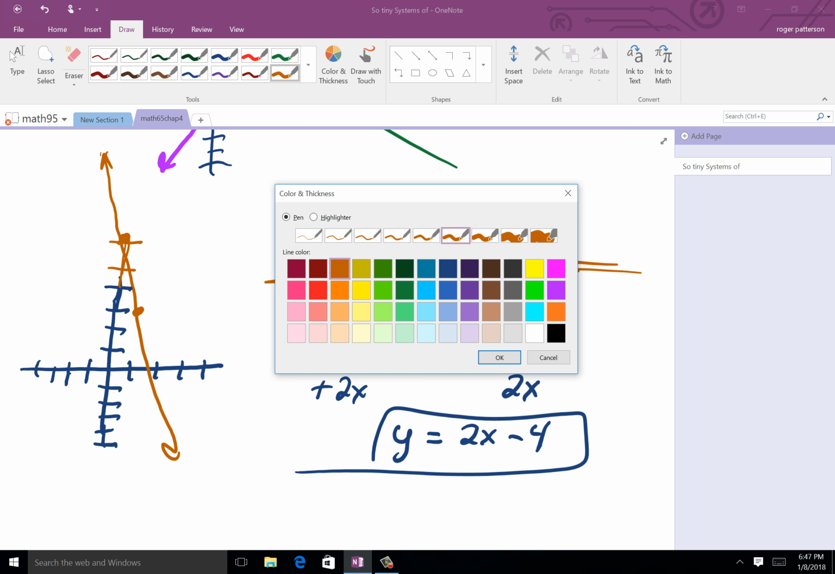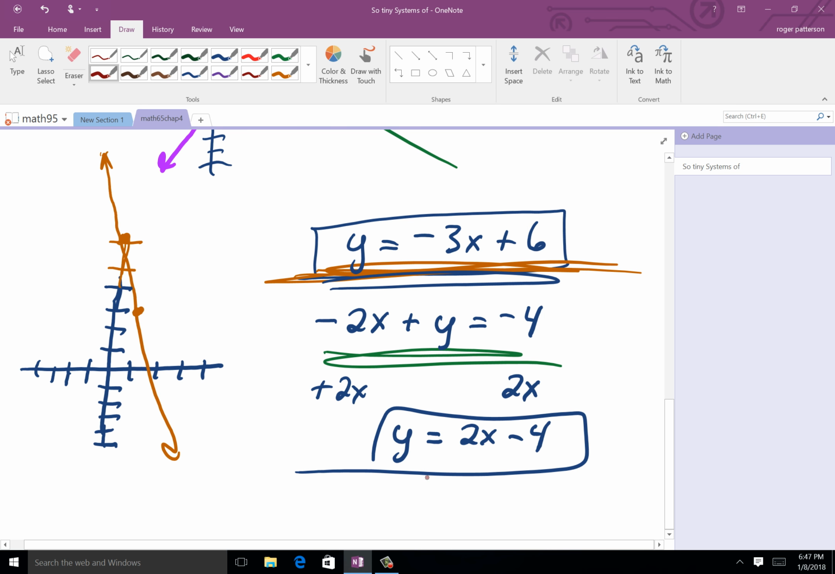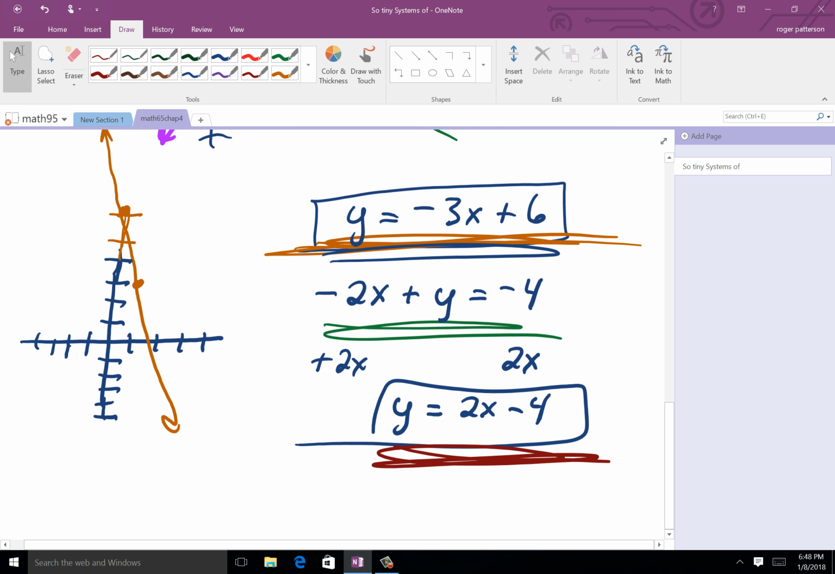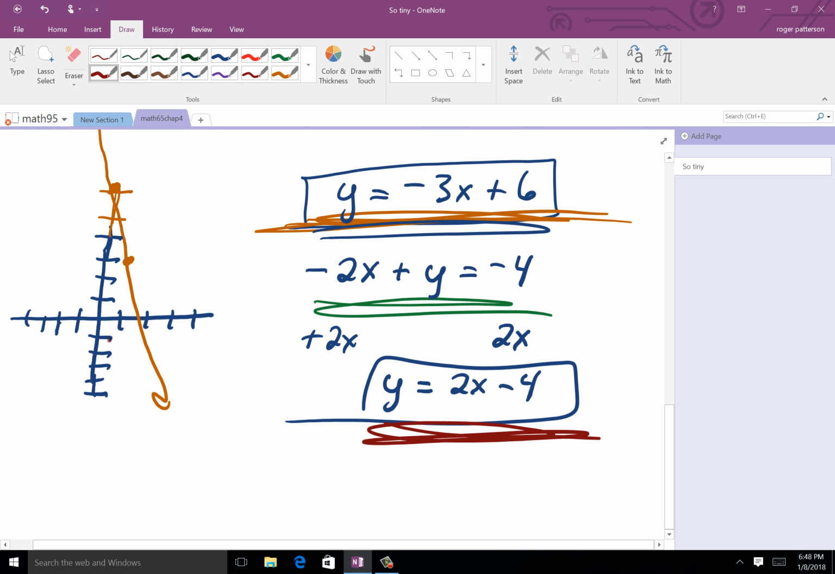Let's pick this red here for this one. So we have 2x minus 4. What's my y-intercept in this case? Negative 4. So I go down to negative 4 on the y-axis right there. What's my slope? Up 2 over 1. So we'll go up 1, 2 over 1. There it is. Draw a line.